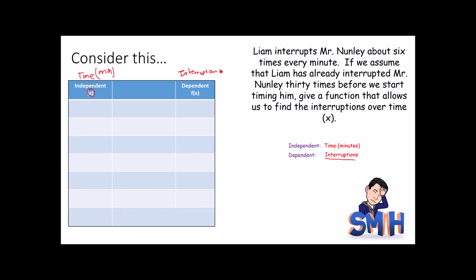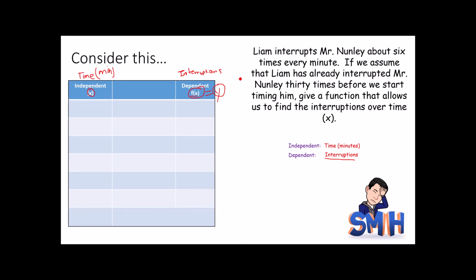So my interruptions are going to be the dependent variable. Notice that I've switched from using y to using f of x. It really doesn't make a difference. Mathematicians use both versions, so you'll see me switch back and forth to get you used to that. Just know that they mean the exact same thing. When I use y, I typically refer to linear equations. When I use f of x, I typically refer to linear functions, but they both mean the exact same thing.